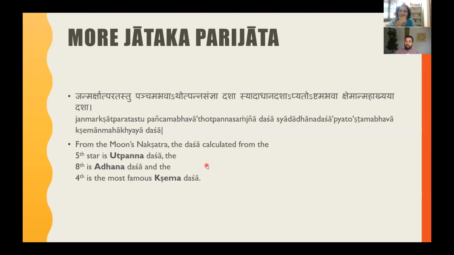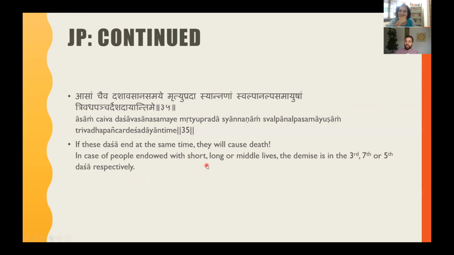So to depict this, there's another shloka. Some people will ask, how do we know that these dashas are problematic? So this is the next shloka after the previous. I'll just give the translation. If these dashas end at the same time, they will cause death.